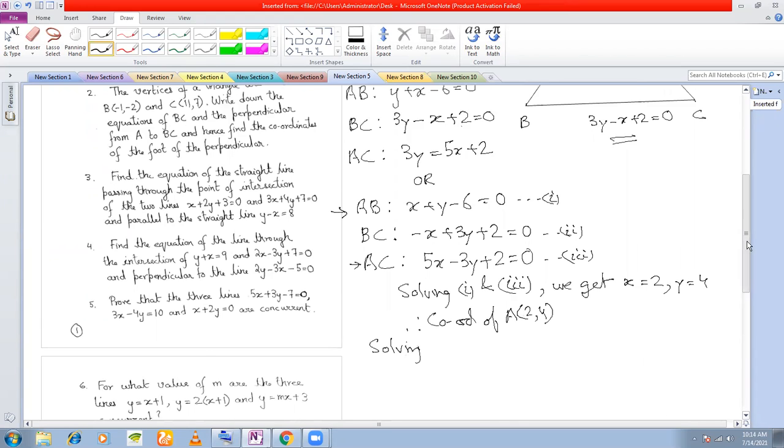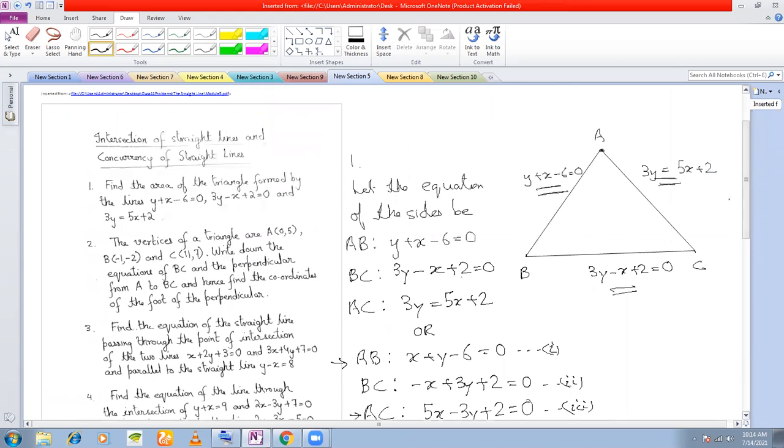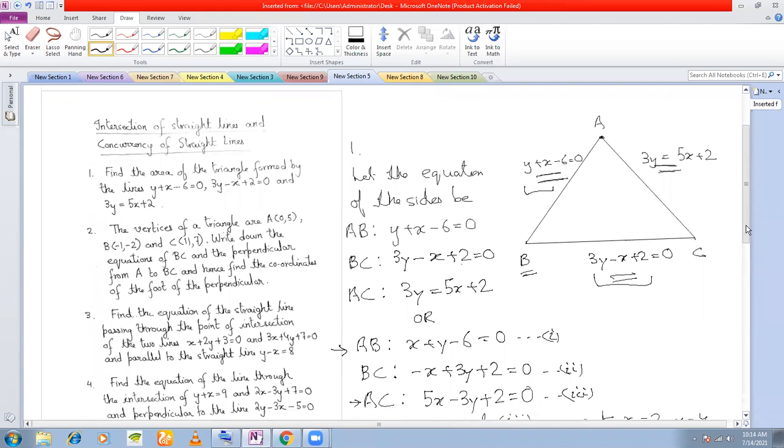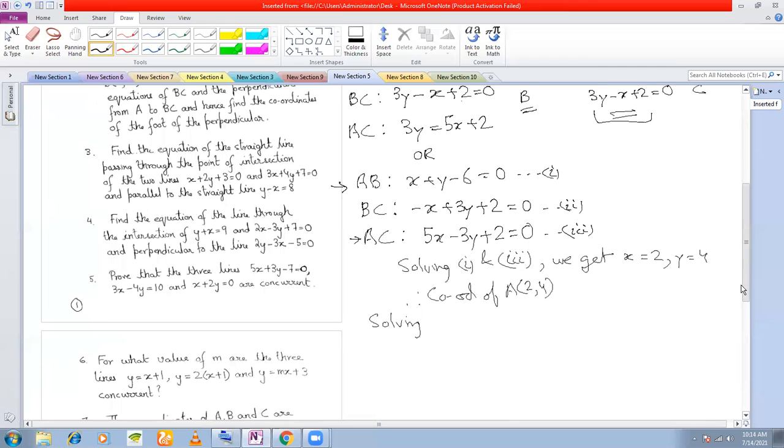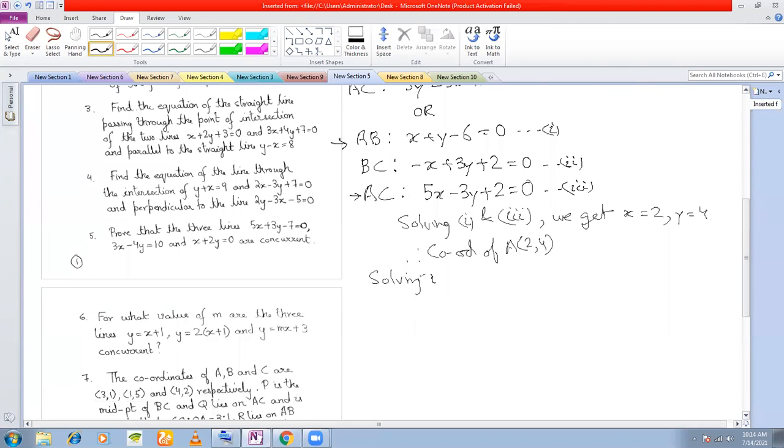Next, in order to get the coordinates of B, you need to solve this equation and this equation. So solving which equations? AB and BC. So that means 1 and 2. Solving 1 and 2, we get x is equal to 5 and y is equal to 1. Therefore, the coordinates of B are 5, 1.